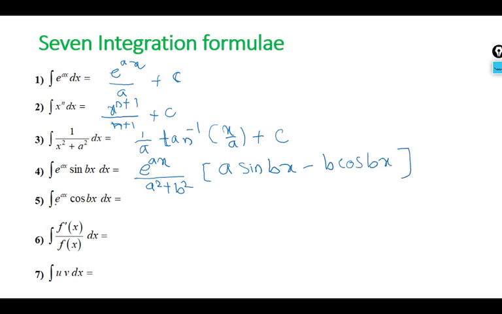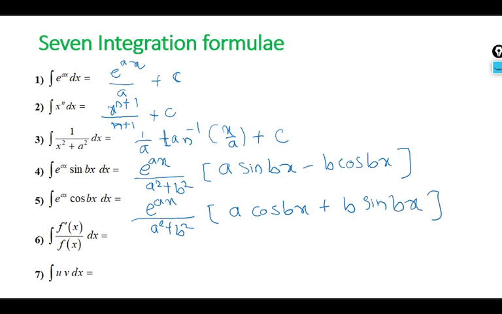And similarly, the formula for e raised to ax into cos bx is e raised to ax upon a square plus b square, a cos bx plus b sine bx. So these are two important formulas which are actually required in some other topics like Fourier also a number of times. So remember these two formulas.